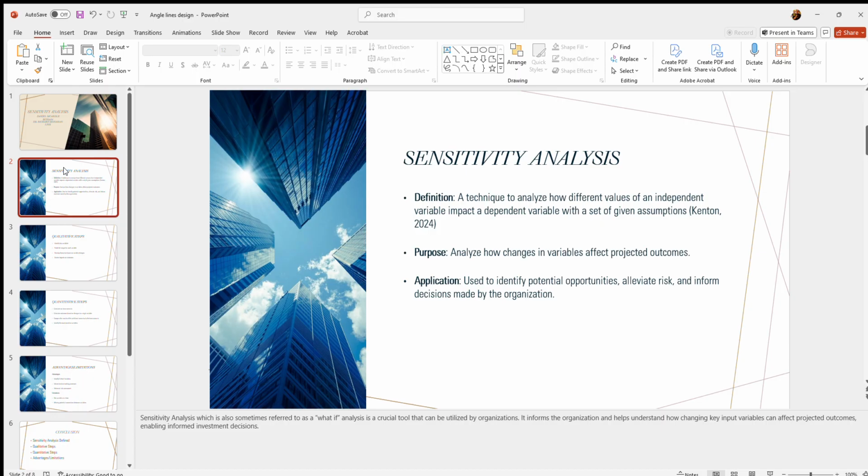Sensitivity analysis, which is also sometimes referred to as a what-if analysis, is a crucial tool that can be utilized by our organization. It can inform our organization and helps us to understand how changing key input variables can affect projected outcomes and enable informed investment decisions by our organization.